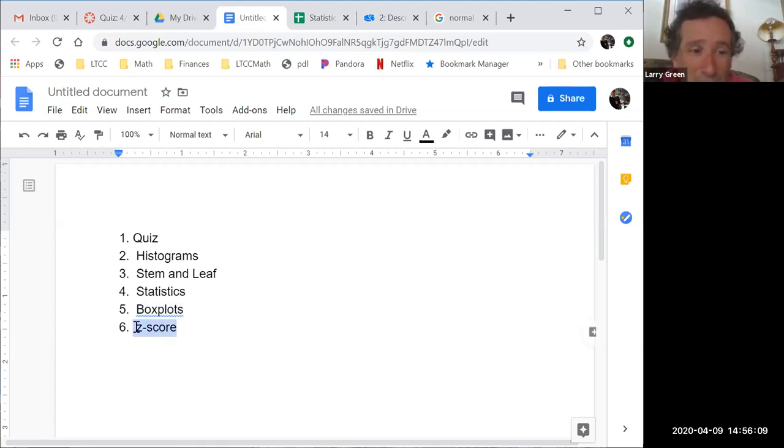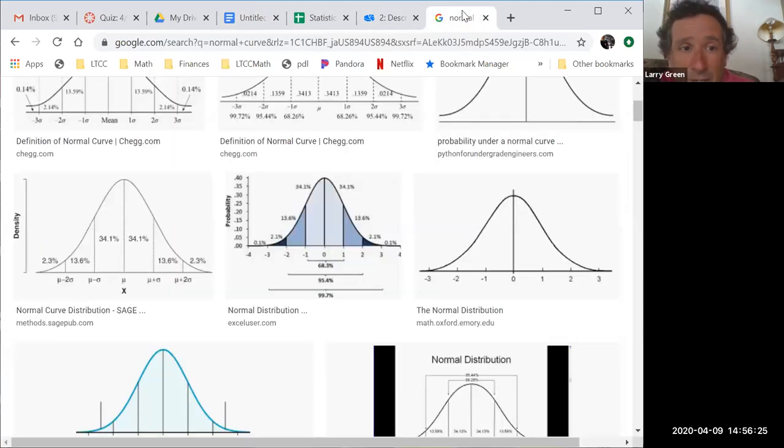Okay, and then Z-score. So we talked about Z-score. Z-score is especially nice to determine outliers, to find out whether something's an outlier, and it could be on the low side or the high side. I thought we'd play a little game, and maybe you guys can play it too. I'm going to show you where it is.